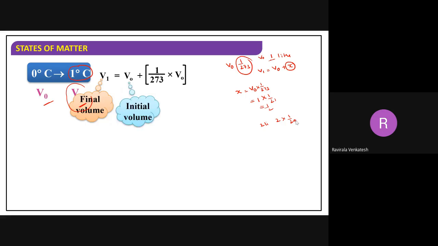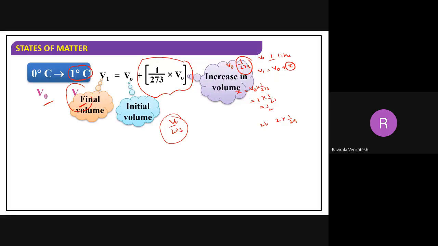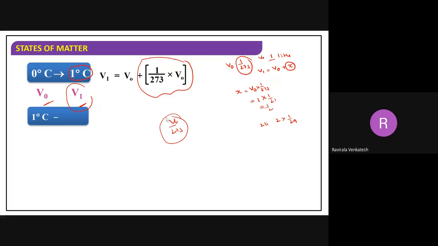This is the initial volume, and this will be the final volume. How much volume increased here? 1 by 273 into V0. That means 1 by 273 part of the initial volume is increased for every 1 degree Celsius. For every 1 degree Celsius, V0 by 273 is the amount increasing here.